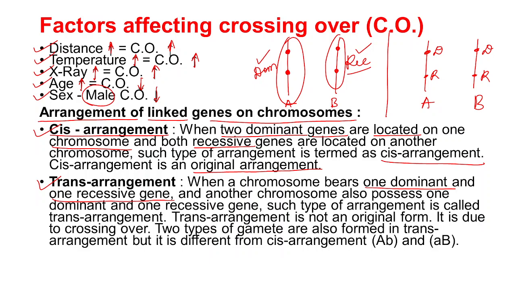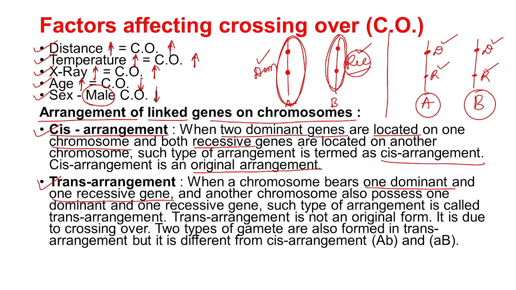The trans arrangement. In case of cis arrangement, the genes on one particular chromosome both will be dominant and another particular chromosome will have both the genes recessive. But in case of trans arrangement, one chromosome will have dominant and recessive, and the other chromosome will also have dominant and recessive gene. Is that clear?